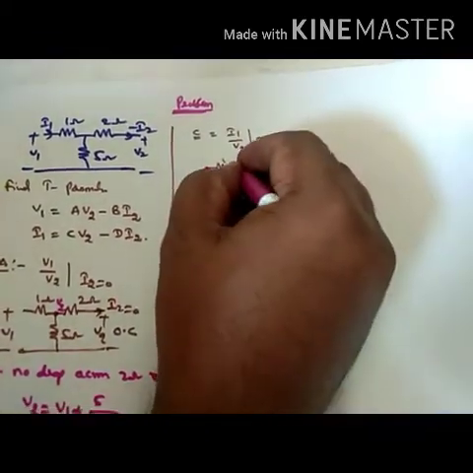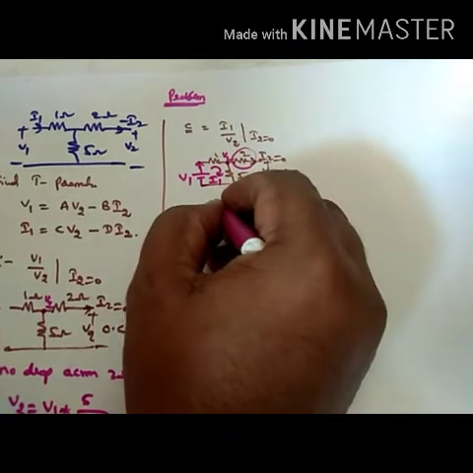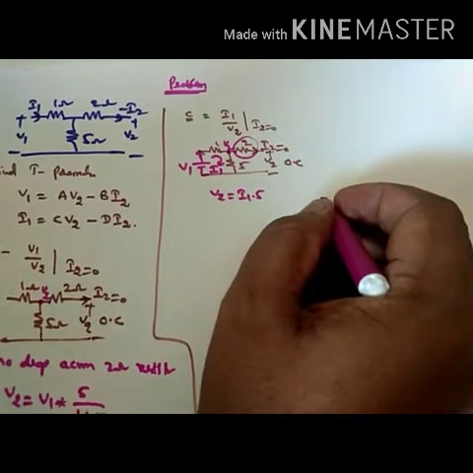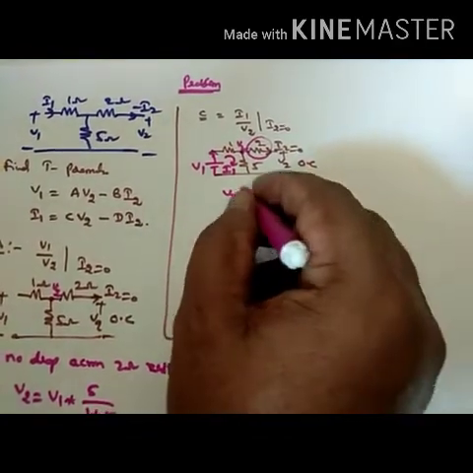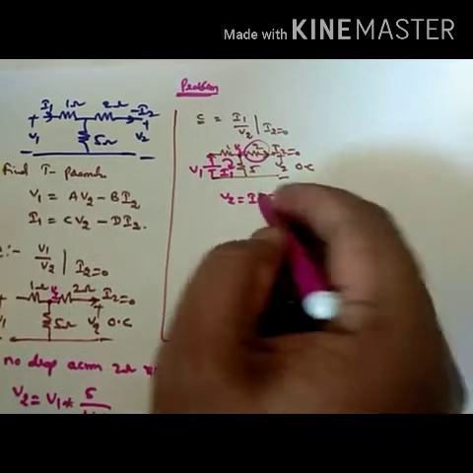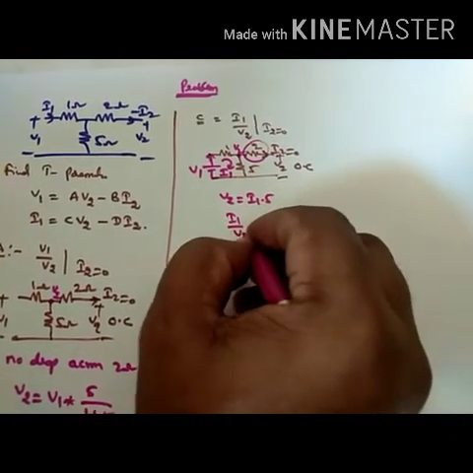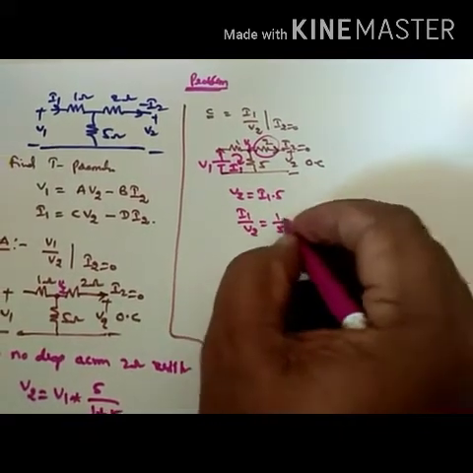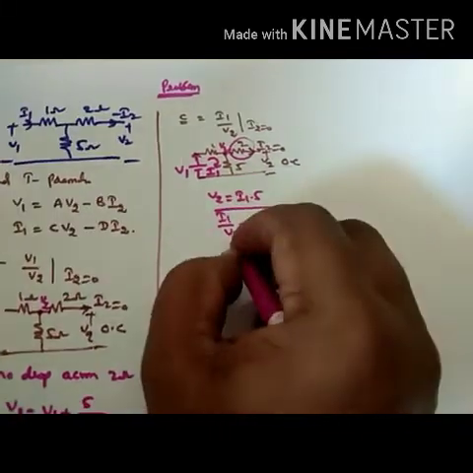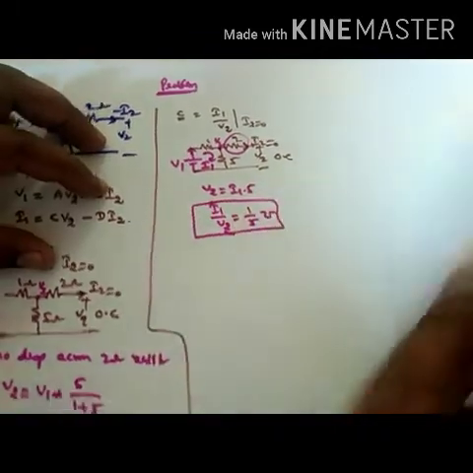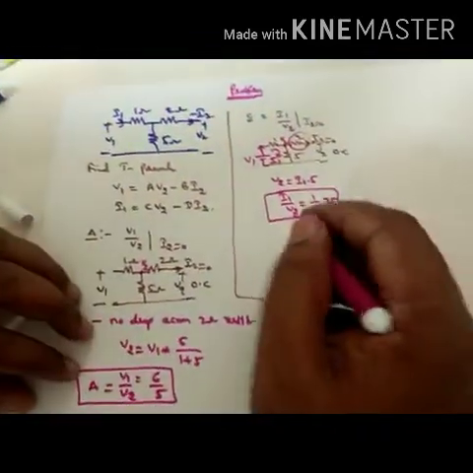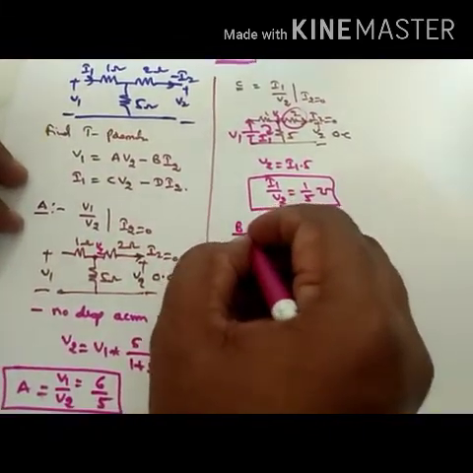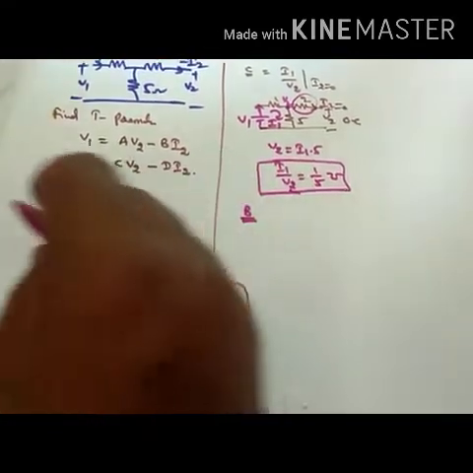Now V2 is equal to I1 into 5. We require I1 by V2, so I1 by V2 is equal to 1 by 5, that is, 1 by 5 mhos. Now find the remaining parameters, starting with the B parameter.